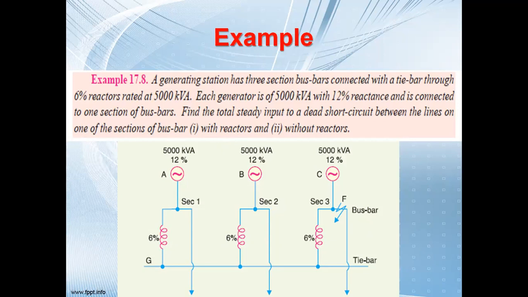One is if a fault occurs at this dead end, at this particular point, with reactors, and the second is without reactors. So a fault has occurred on any one section of the bus bar. Let us consider here the fault has occurred. Now you need to calculate what the short circuit capacity should be if this reactor is present, and in the second case, if the reactor is not present. So this is the problem.